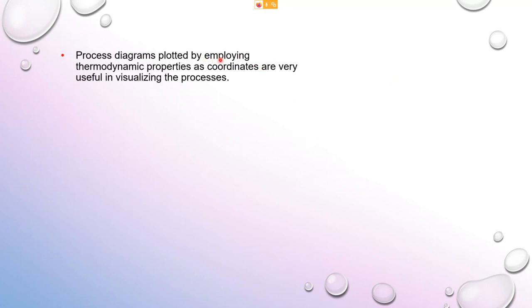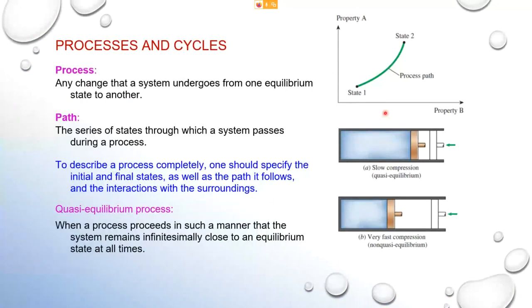Process diagrams are plotted by employing thermodynamic property coordinates. Employing thermodynamic properties, we call them property diagrams. Just like, for example, earlier when you looked at this diagram here, this we call a property diagram, which consists of the properties of thermodynamics. So you can have pressure, volume, enthalpy, entropy, and internal energy. That will give you what we call property diagrams.